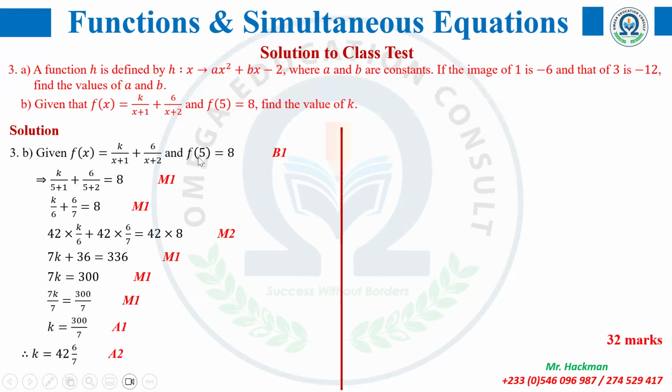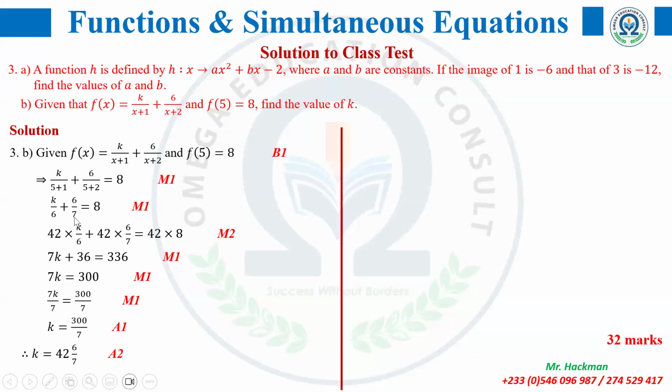So this implies that if f of 5 is equal to 8, then f of 5 means wherever I see x in f of x, I replace or I put 5 there. So it will be K over this x will be 5 plus 1. That's what I have here. Then 6 over this x will be 5, then plus 2. And that we are told should be equal to 8. So now the denominators I can simplify or combine. So that will give me K over 6.